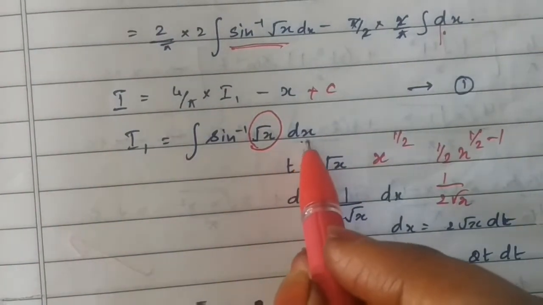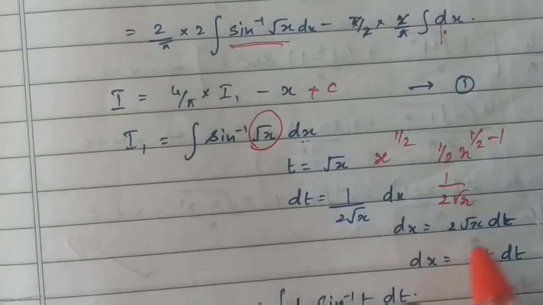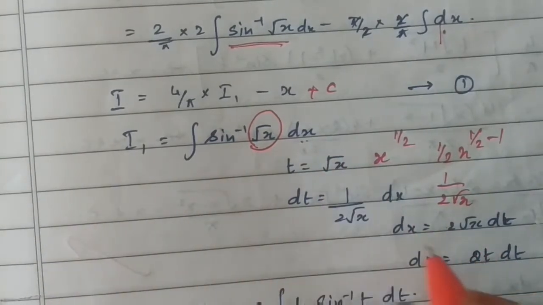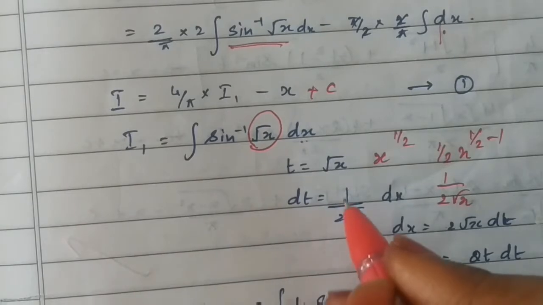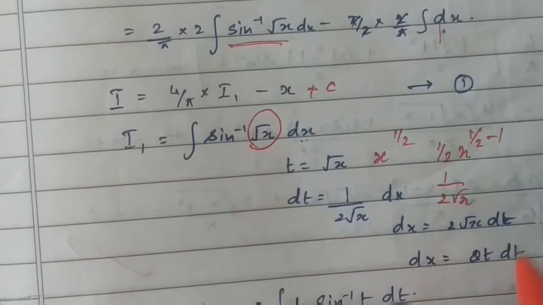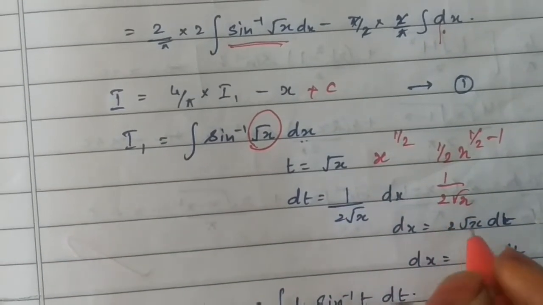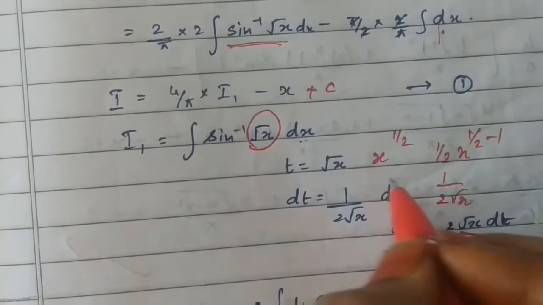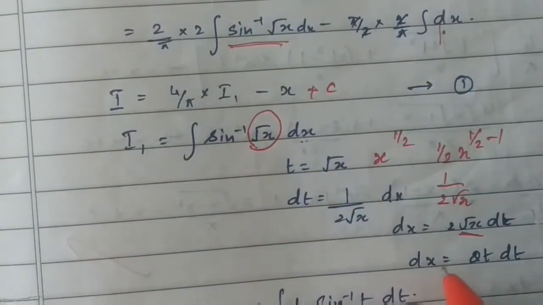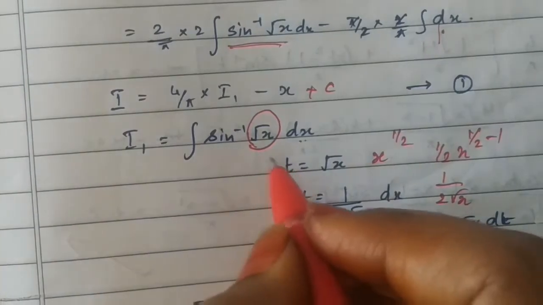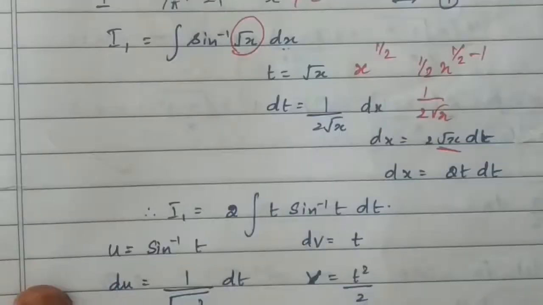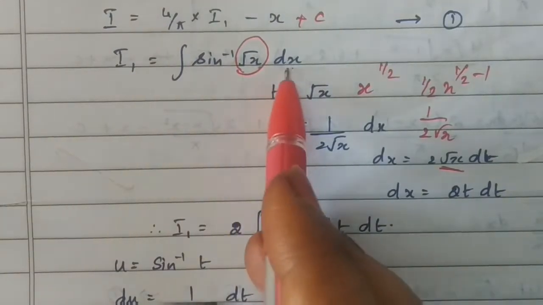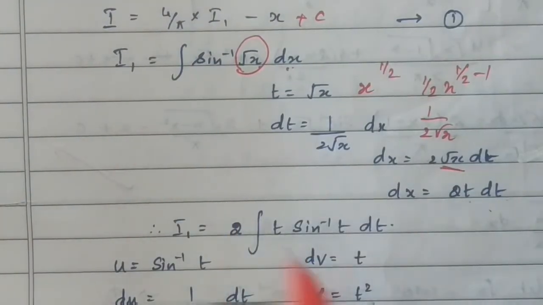Now we need to find what dx alone is. Therefore, dx is 2 root x into dt. Now what is root x? Root x is nothing but t. So when you substitute dx to be 2 root x into dt, it is not proper. This root x should be written in terms of t. Therefore, root x we have taken to be t. So we are writing dx is equal to 2t into dt. Therefore, the integral becomes sin inverse of t, dx is nothing but 2t into dt, so take 2 outside.